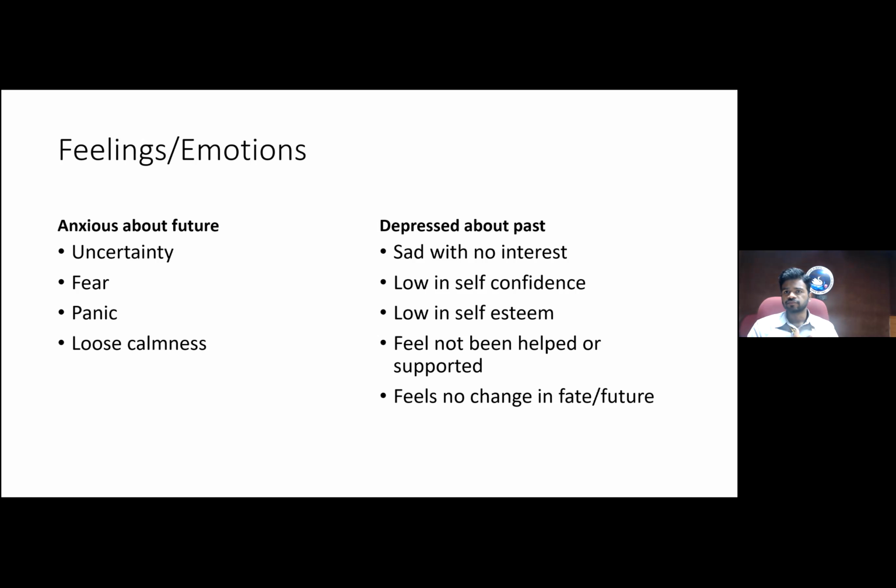I've broken it down into feelings, thoughts, and behavior. So the feelings, if they're anxious, means they're uncertain about the future and have lost their calmness. When they're depressed, they are feeling sad all the time. If you're anxious, it's more of an excited state, so they are restless, not able to sit in one place. Whereas when they're depressed, they are sad, they become more lethargic, there is no activity level at all, low confidence, low self-esteem, feeling that they have not been helped or supported, so there's no change in their fate or future. Is that what they feel, right?